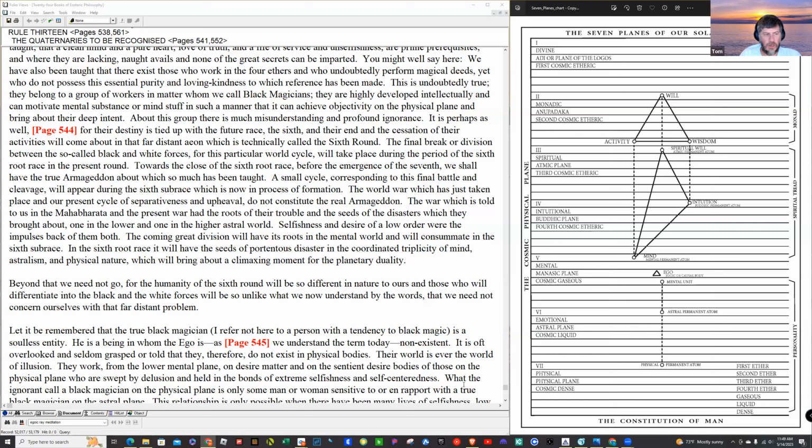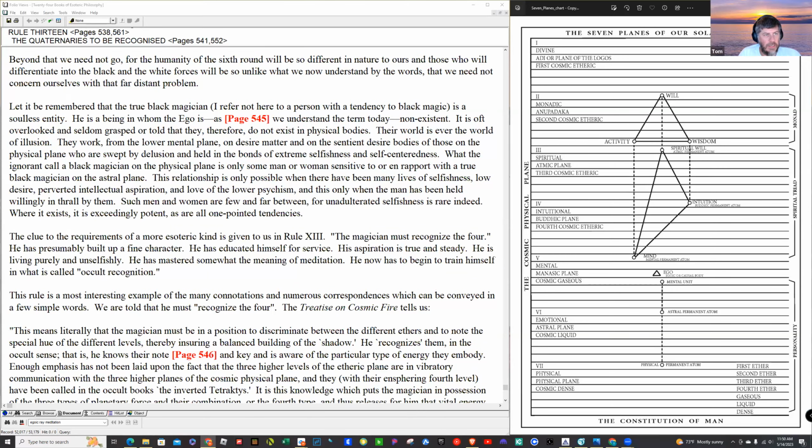The war which is told to us in the Mahabharata, and the present war, had the roots of their trouble and the seeds of the disasters which they brought about, one in the lower and one in the higher astral world. Selfishness and desire of a low order were the impulses back of them both. The coming great division will have its roots in the mental world and will consummate in the sixth subrace. In the sixth root race, it will have the seeds of portentous disaster in the coordinated triplicity of mind, astralism, and physical nature, which will bring about a climaxing moment for the planetary duality.